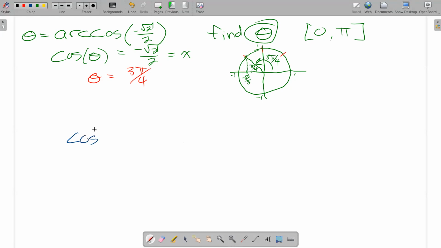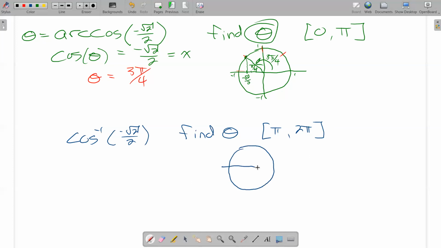Suppose we have the cosine inverse of negative square root of 2 over 2, and we want to find theta, where theta is between pi and 2 pi. Again, thinking about the unit circle, very similar to the problem we just did. This again translates, an inverse function is an angle. So that means the cosine of what angle is negative square root of 2 over 2. And again, we know cosine is an x value, and that x value is around negative 0.7-ish, so that would be around here-ish.